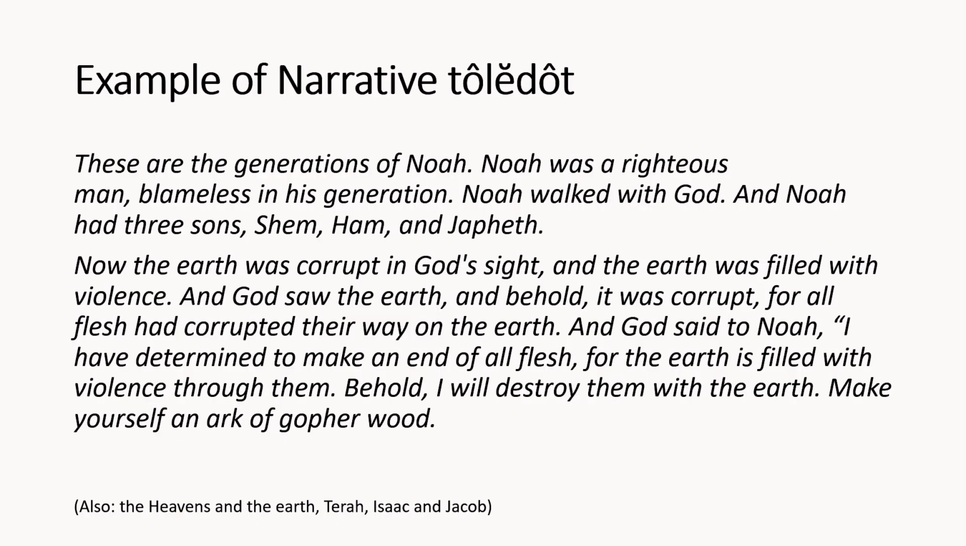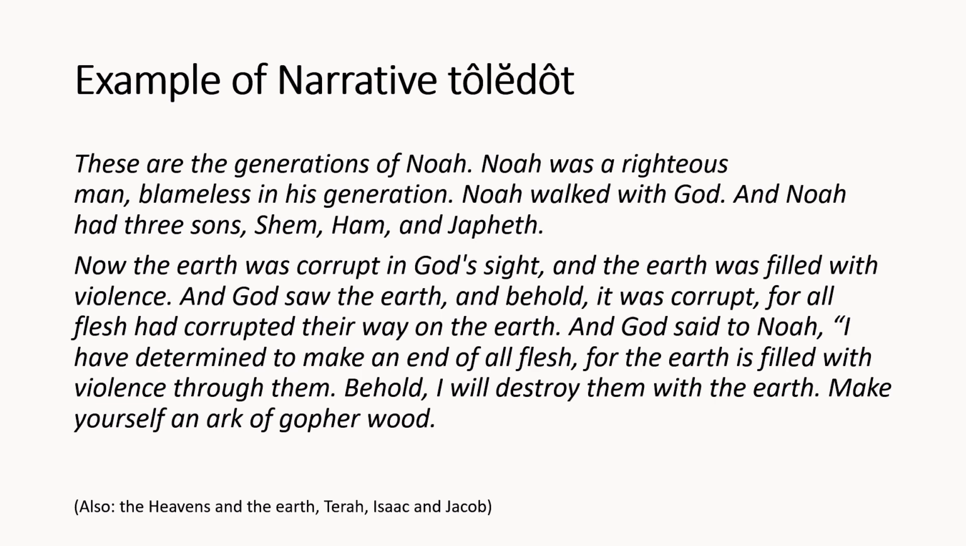As a narrative Toledot, we have "these are the generations of Noah," and then we have Noah was a righteous man, blameless in his generation. He walked with God, and he had 3 sons, Shem, Ham, and Japheth. So that's the only genealogical description we have of Noah. But instead of any more genealogies after that, we begin the story of, "Now the earth was corrupt in God's sight, and the earth was filled with violence. And God saw the earth, and behold, it was corrupt." And so we get this narrative account.